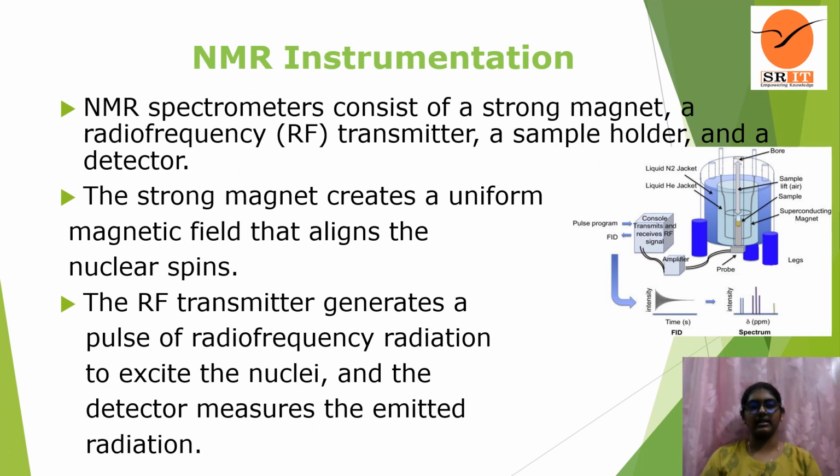NMR instrumentation. NMR spectrometers consist of a strong magnet, a radio frequency (RF) transmitter, a sample holder, and a detector. The strong magnet creates a uniform magnetic field that aligns the nuclear spins. The RF transmitter generates a pulse of radio frequency radiation to excite the nuclei, and the detector measures the emitted radiation. Here, RF is nothing but radio frequency.